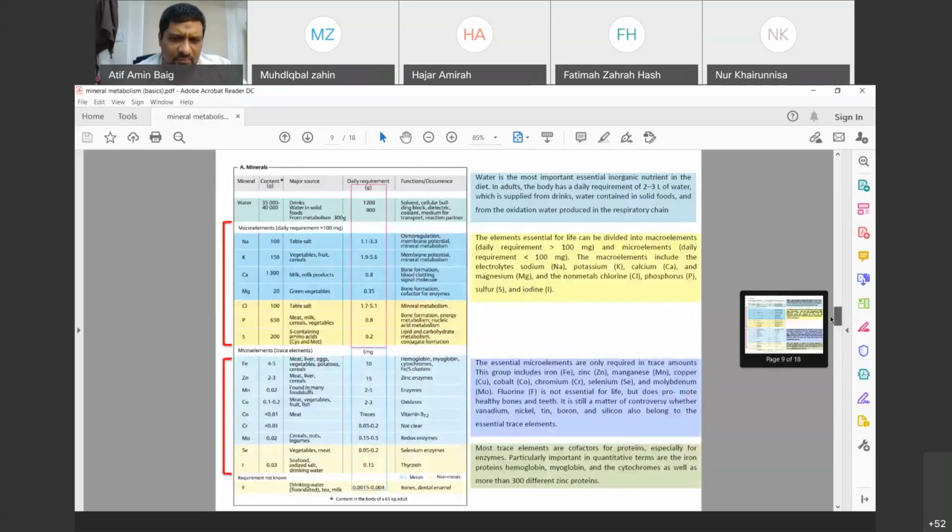Some of the other things which you need to highlight is that the essential microelements are only required in trace amounts. For example, iron, zinc, manganese, copper, cobalt, chromium. These are all the essential ones. And most trace elements are cofactors. This one we already covered, so we just revise a little bit quickly. We did discuss that the vitamins are different from minerals.